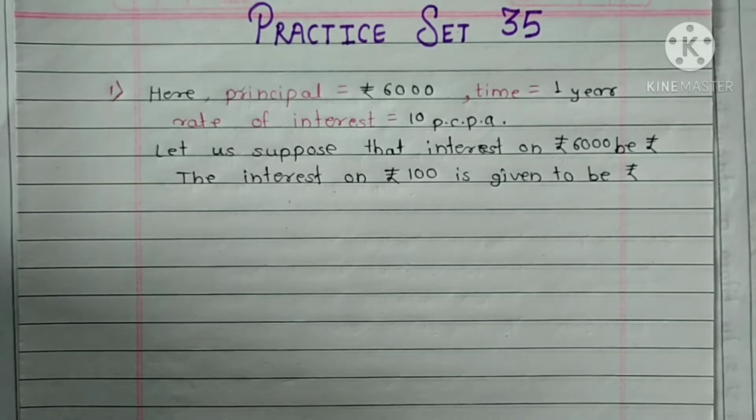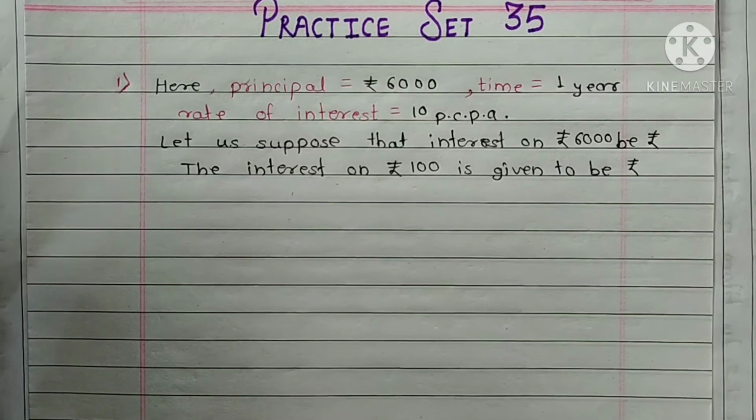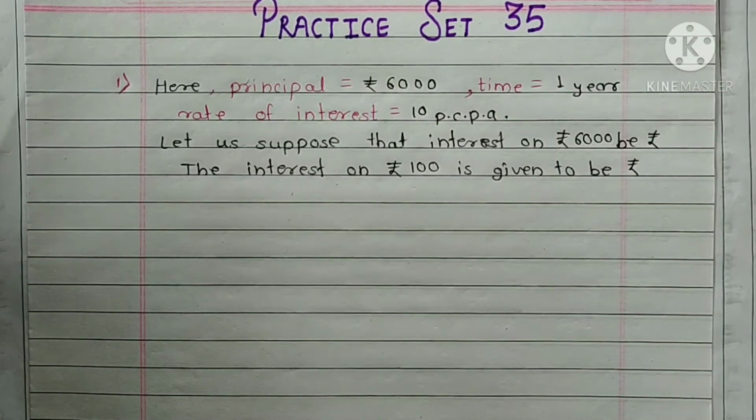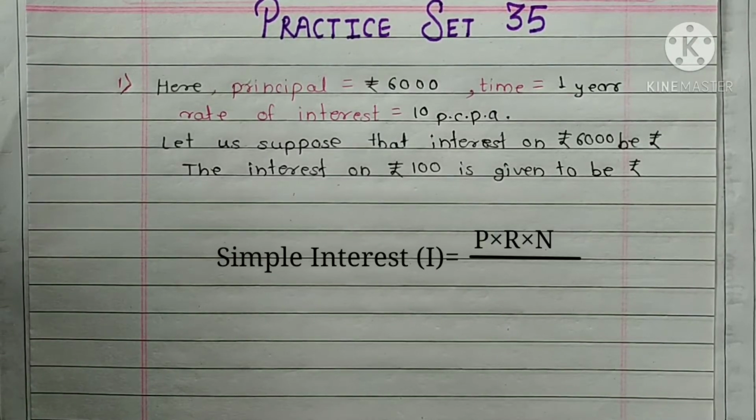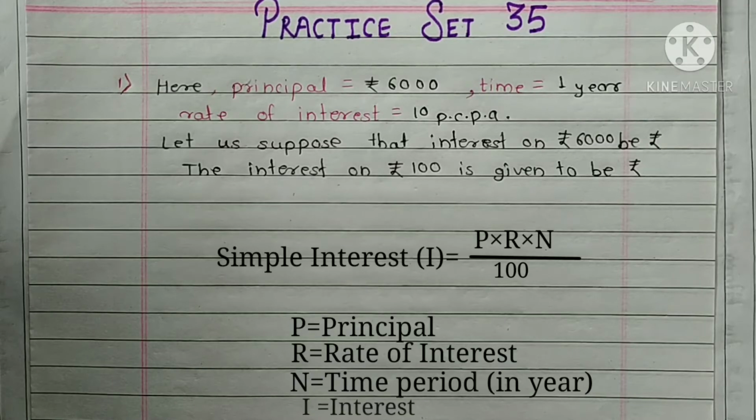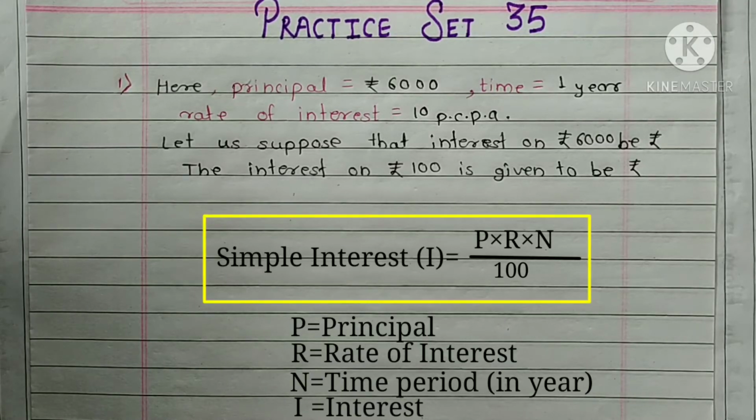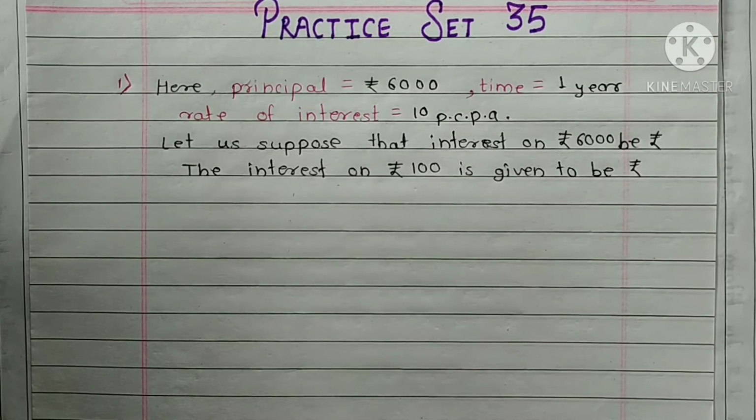Let's see how to solve. Simple interest is calculated using two methods. The formula for simple interest is I equal to P into R into N upon 100. P means principal, R means rate of interest, N is the time period, and I is interest. By using this formula also we can calculate simple interest. This formula you will learn in the next standard. So now we see another method.